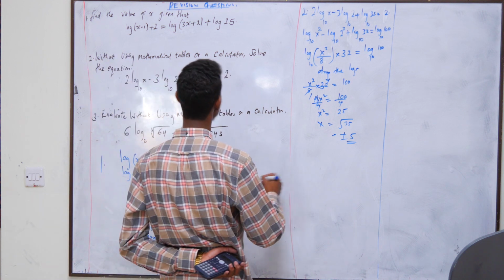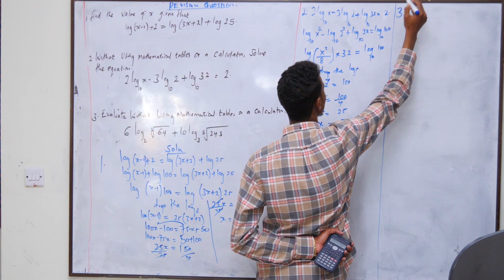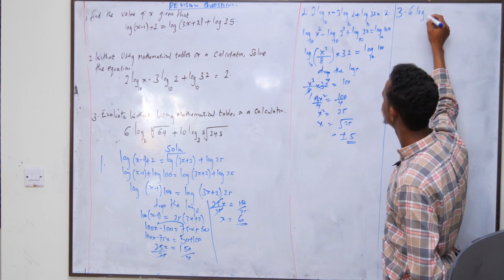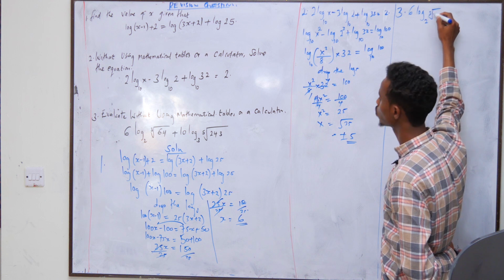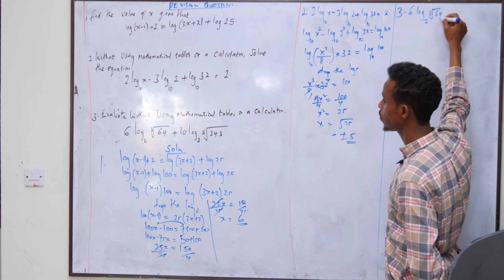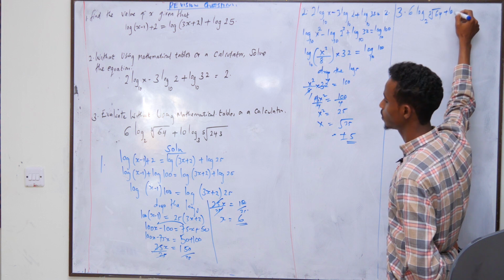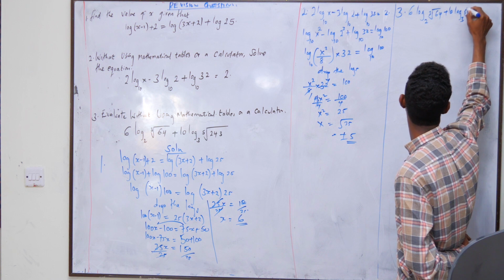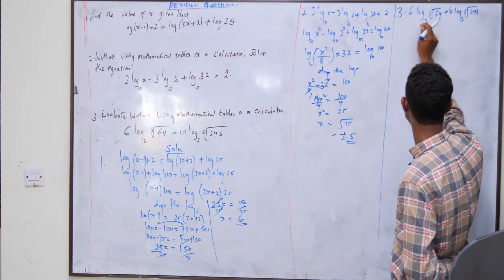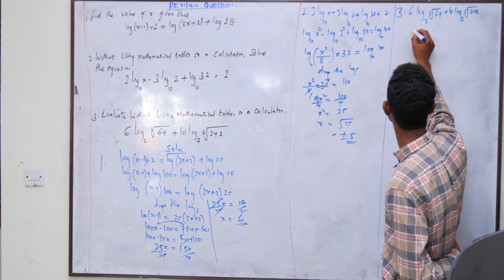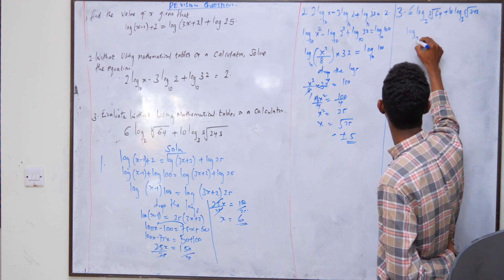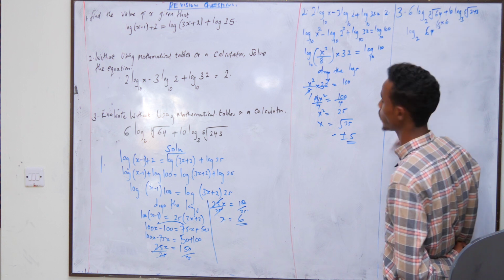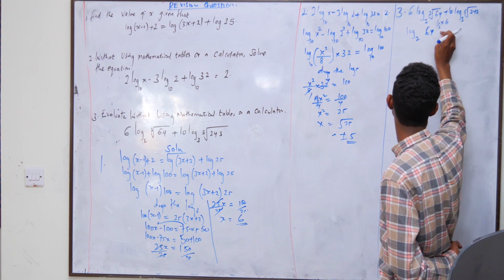Lastly, question number 3. Now, question number 3, class, is very simple. 6 log₂ cube root of 64 plus 10 log₃ fifth root of 243. Now class, let's express this. It becomes log₂ of 64 to the power 1 over 3, times power 6.